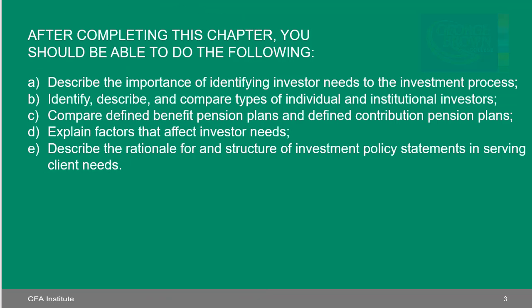The learning outcome statements for this chapter are: A, describe the importance of identifying investors' needs to the investment process. B, identify, describe, and compare types of individual and institutional investors. C, compare defined benefit pension plans and defined contribution pension plans. Learning outcome statement D is explain factors that affect investor needs. And then finally, the last learning outcome statement for the chapter, E, is describe the rationale for and structure of investment policy statements in serving client needs.